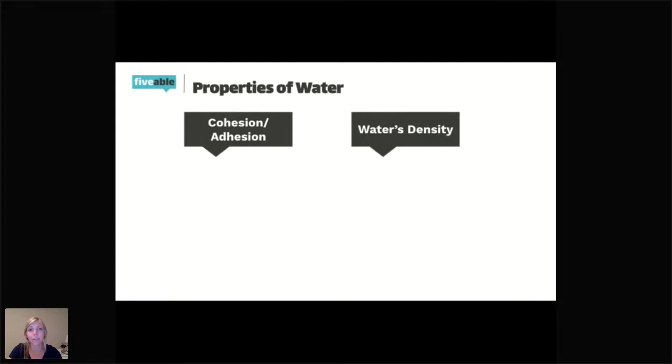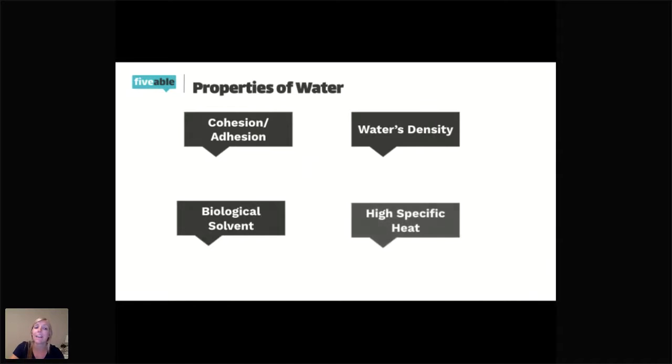Water's density, so we're talking about states of matter. So water as a solid, liquid, or gas, water as a biological solvent, and then the high specific heat nature of water. So within those, we'll break it down. I'll just briefly remind you about cohesion and adhesion because it sounds like most of you have already done this unit or you're in it right now, except for Phobos. Hopefully I'm saying your name right because I know you're in ecology right now, but this can be something you can look back at later too.